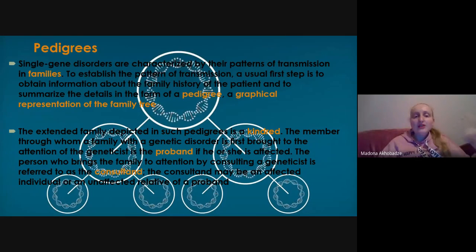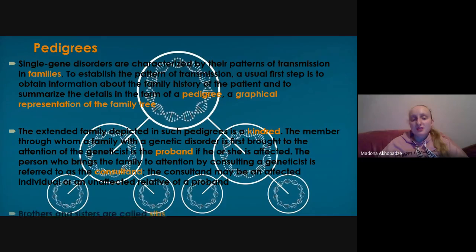The proband is the one who is the carrier of the disease, but the proband is not necessarily the one who came to us for consultation. The person who comes to us to make up the pedigree of the kindred is the consultant. The consultant is not necessarily a proband, but may be just a family member of the proband. So the consultant doesn't necessarily mean a carrier of the mutation or the proband.